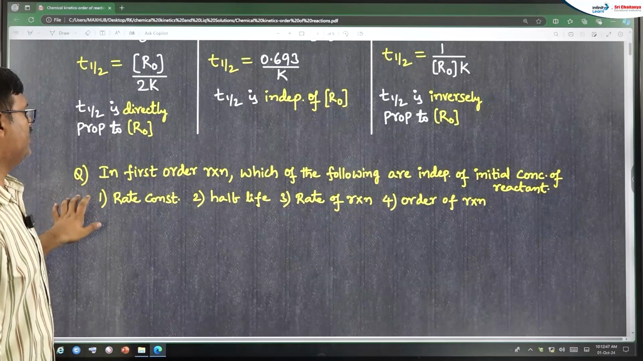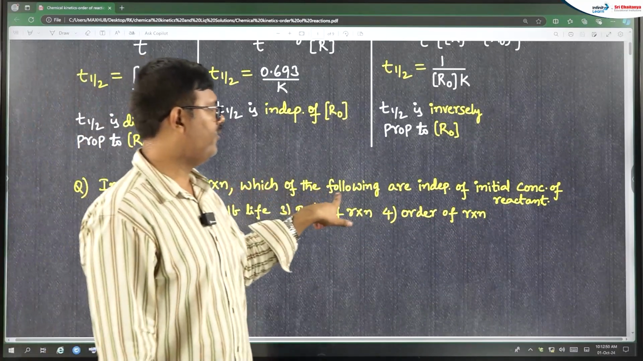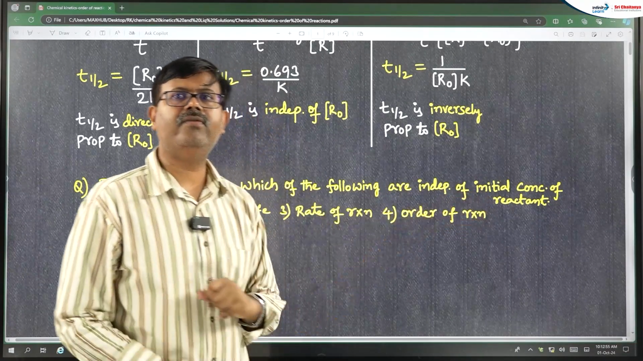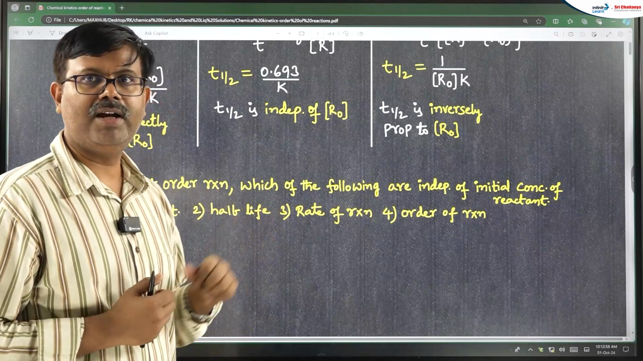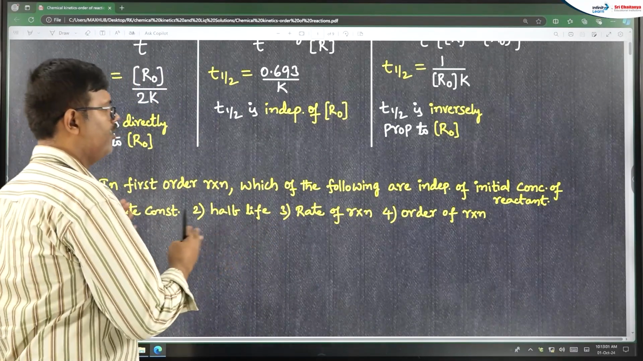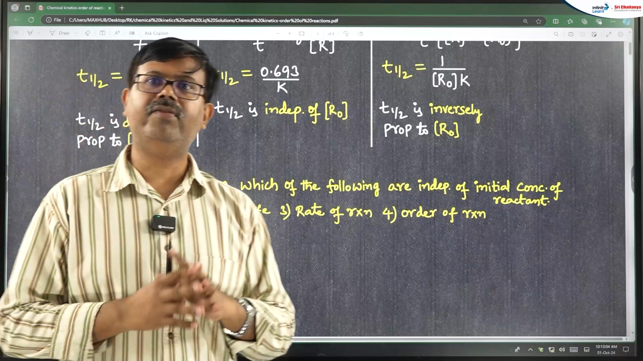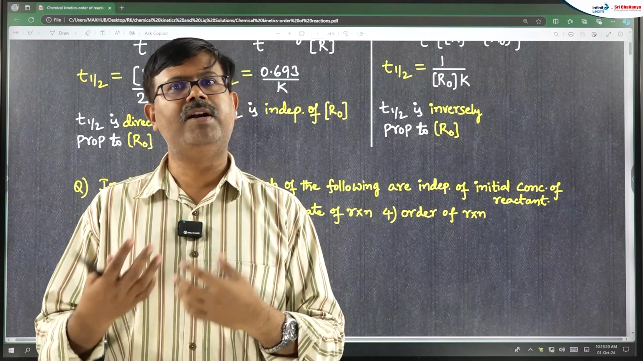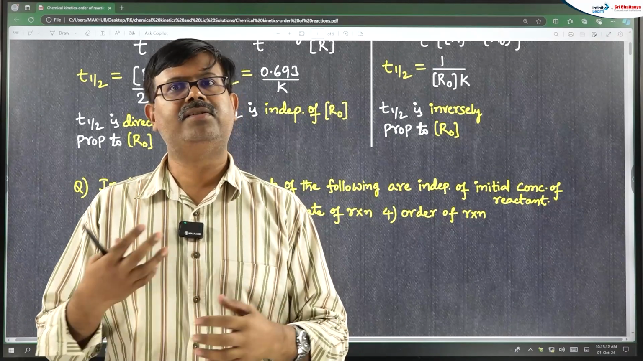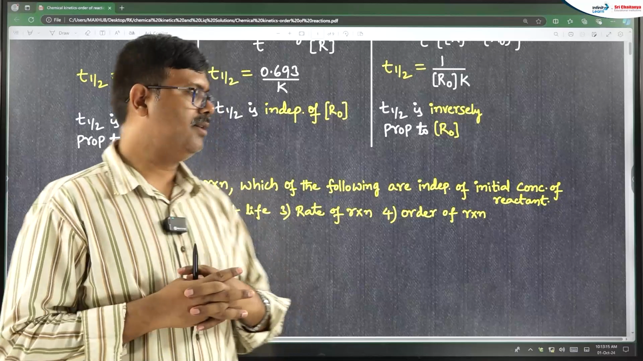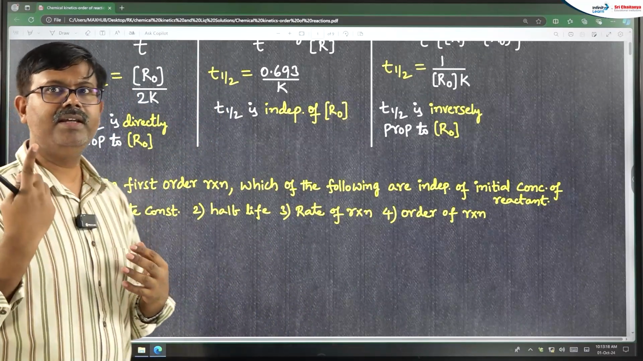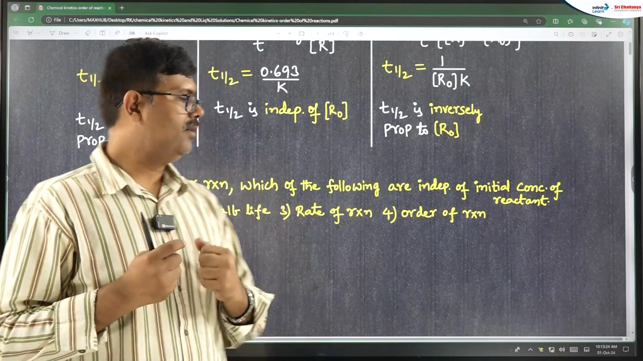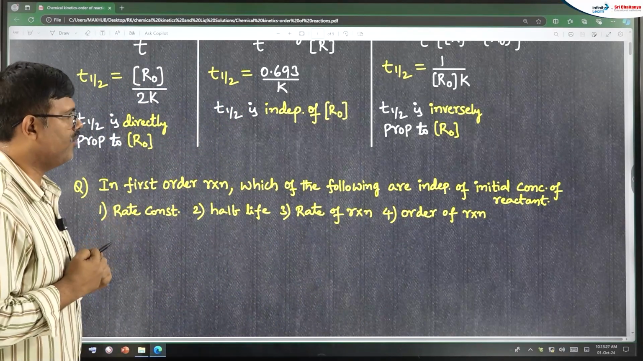Next, in a first order reaction, which of the following are independent of initial concentration of reactant? Now let's look at this problem. In the four options, we have to select which is independent of initial concentration of reactant. Here, this is a multi-choice correct question, so multiple options may be correct. Just to have more clarity, I have given the question like this. In the examination we will only come across single choice correct, but here it is multi-choice for better understanding. Now, first is rate constant.